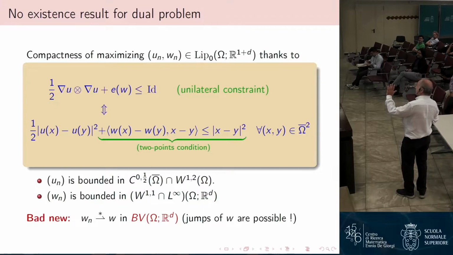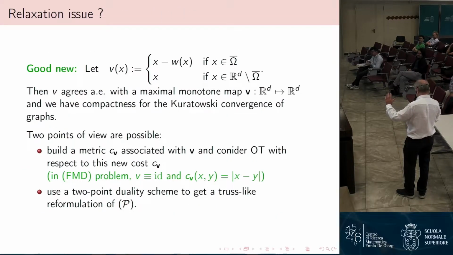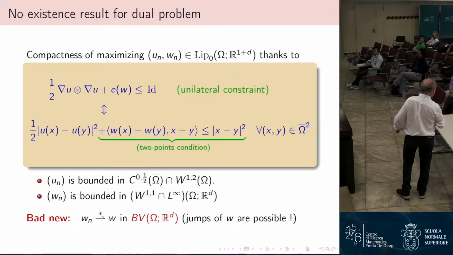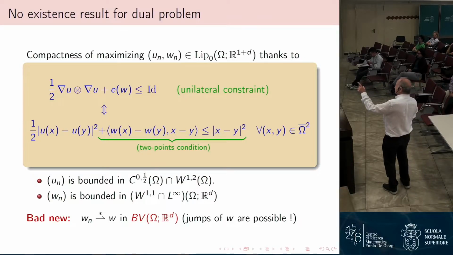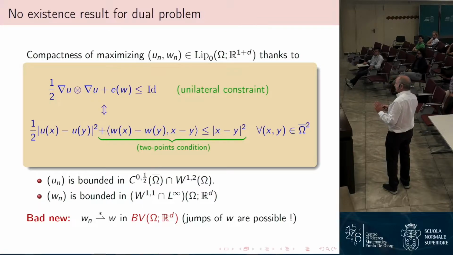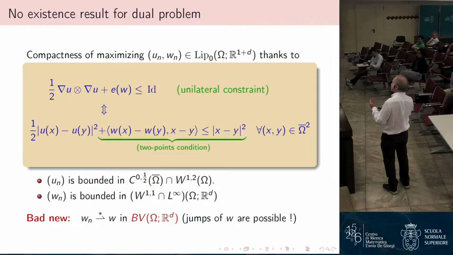So I will have to pass to the optimal transport problem. Sorry. So there is no existence a priori for the dual problem, but this constraint is equivalent to a 2-point condition, which is set here. So you have this regularity at least. And in fact, the job is to relax this.